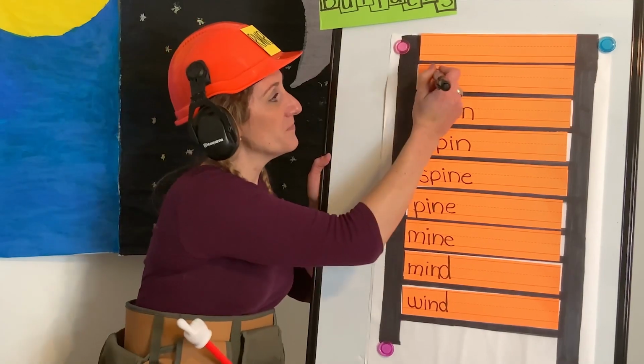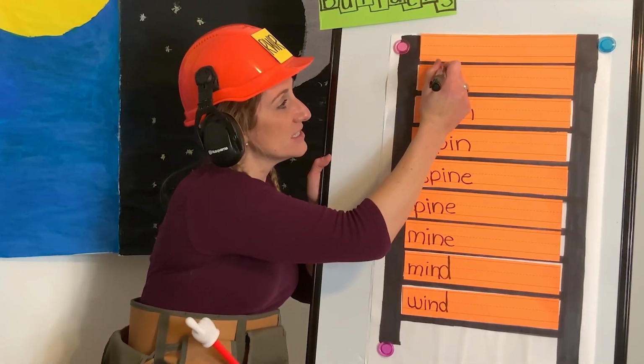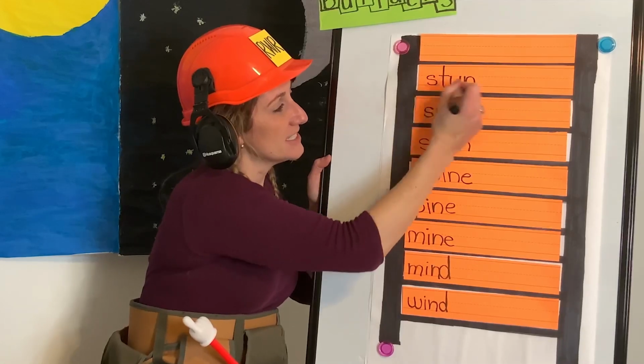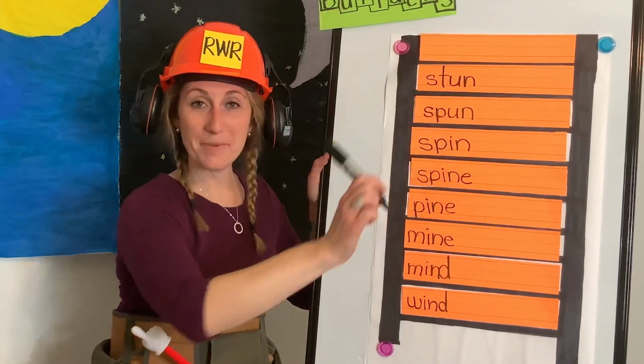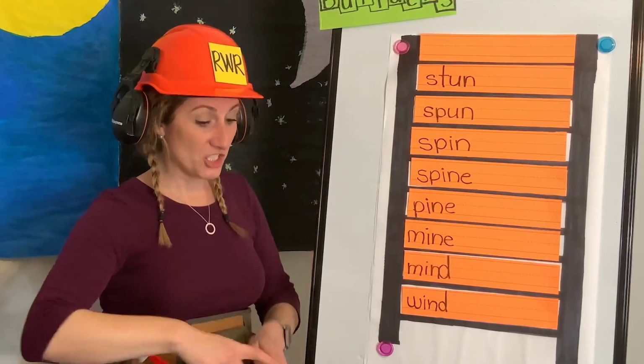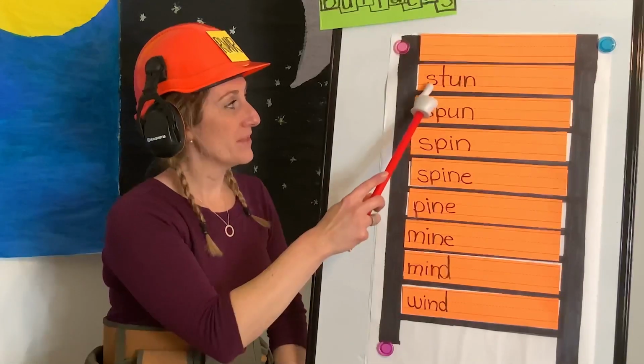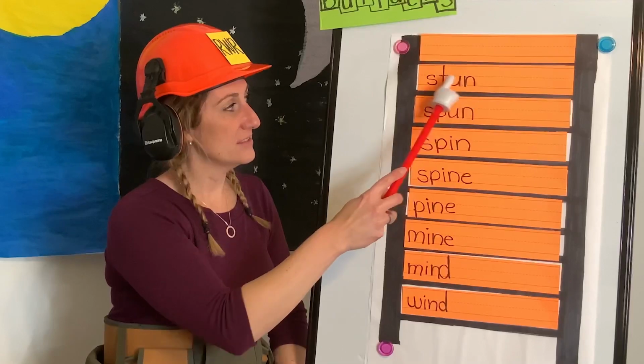Let's write the word stun. Here we go. Stun. And look, it has that beginning blend of st. Let's check those sounds and let's blend the ST together. Ready? St, stun.